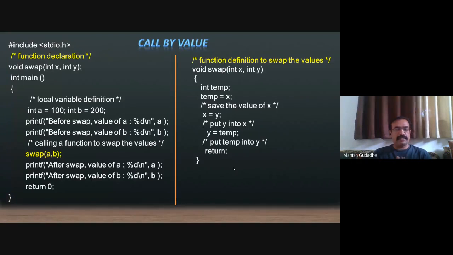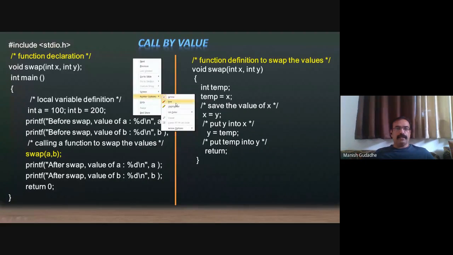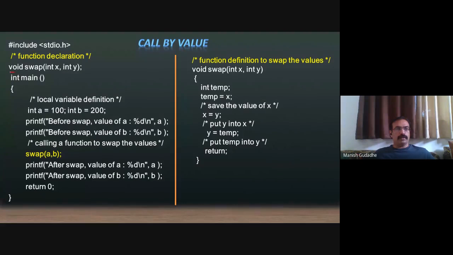We'll take the first example as call by value. We are going to take the same example for both cases, call by value and call by reference. So we are trying to swap the values of two variables using a function swap. The function defined here by the name swap is not returning a value and takes two integer variables, x and y, as input.